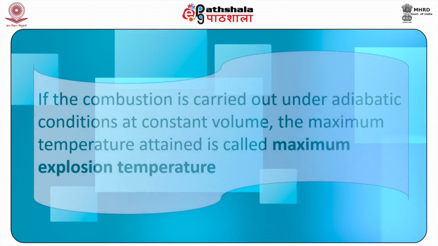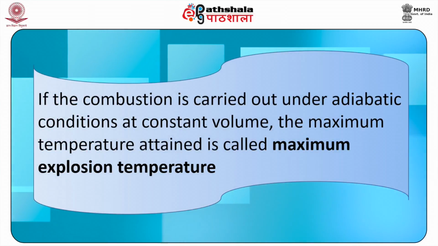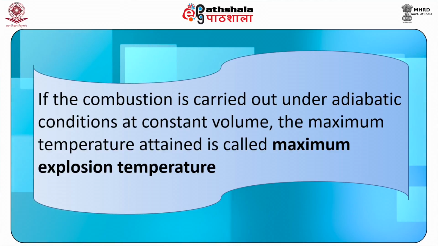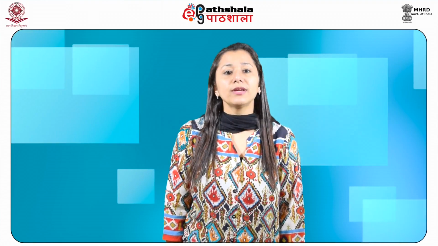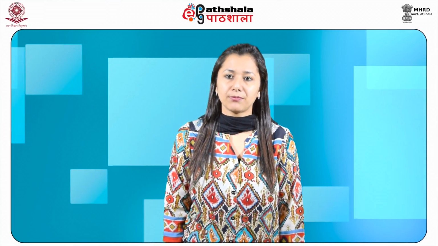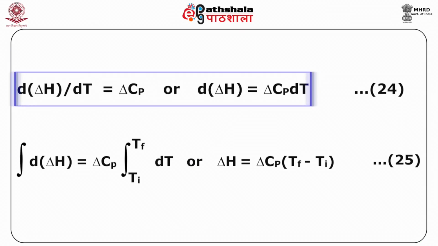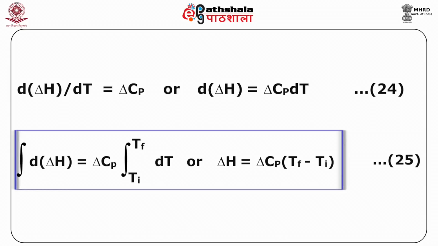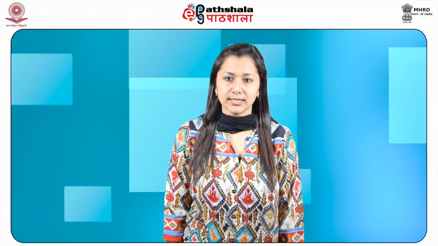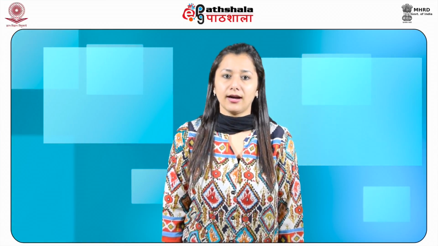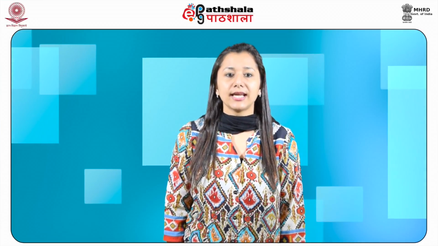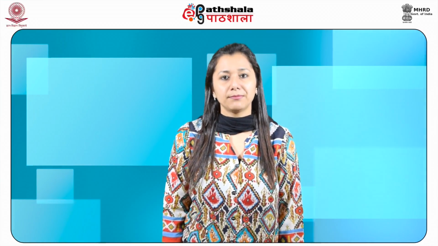On the other hand, if the combustion is carried out under adiabatic conditions at constant volume, the maximum temperature attained is called maximum explosion temperature. Kirchhoff equation is used to calculate the maximum flame temperature for an isobaric adiabatic process. This is done as follows. This is our equation 24. Integrating the above equation, we get equation 25 as, in the equation, delta Cp is assumed to be constant, that's why it is taken outside the integral sign. Thus, if the values of delta H, delta Cp and the initial temperature Ti are known, then the final temperature Tf, which is the maximum flame temperature, can be calculated.